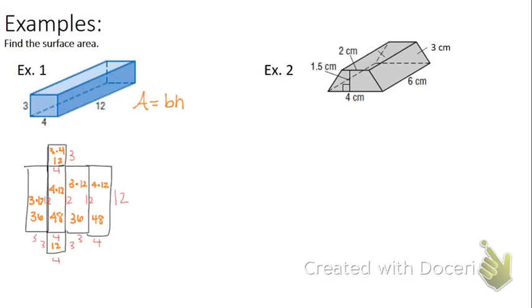Okay, so we add all those numbers together. So I have 12 plus 12 plus 36 plus 36 plus 48 plus 48. So that's 2 times 12 plus 2 times 36 plus 2 times 48. It doesn't matter which way you want to look at it.